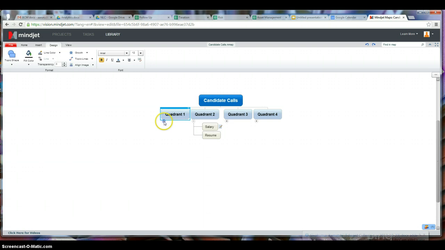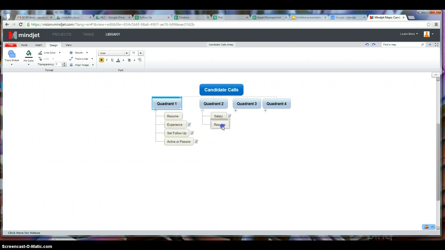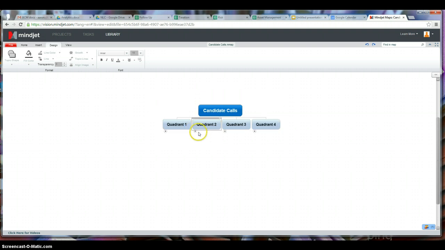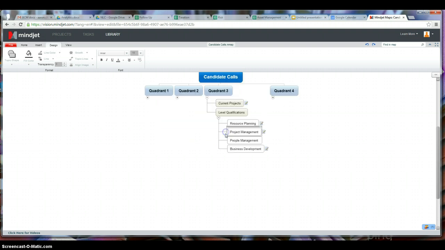Resume, again, that's actually in the first quad. Nothing too new for quad 2. Quad 3, right? Get into some more of the details. So current projects is something that's not always easy to get. Could be very easy. Could be something you ask right away in talking to them.